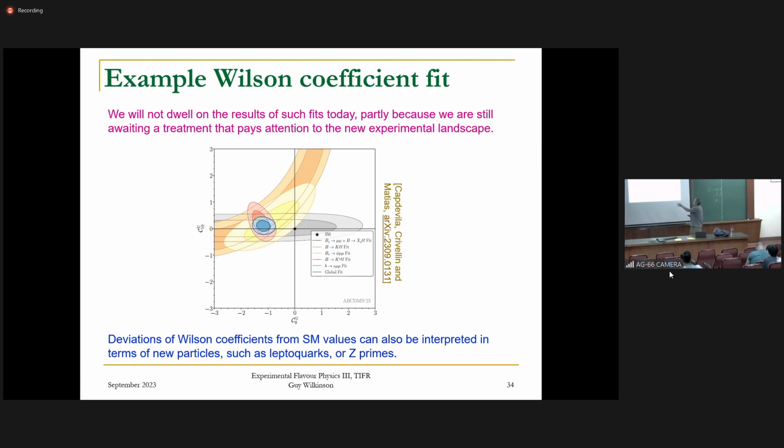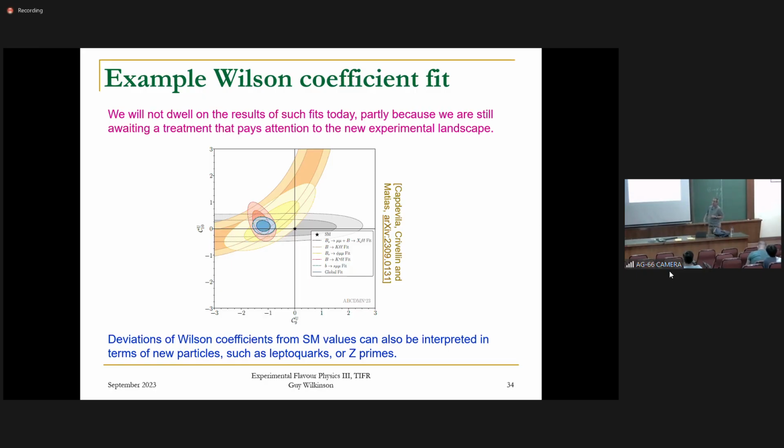But this is just an example fit. So the standard model lies here. All this flavor changing neutral current data have been fitted, and it's favoring a value lying off the standard model. This is being driven by things such as this P5 prime coefficient, these branching fractions, etc. And then you might ask, well, what do these Wilson coefficients mean? If you have an anomalous Wilson coefficient, what's going on? You can interpret that in terms of new particles, such as leptoquarks or Z primes.